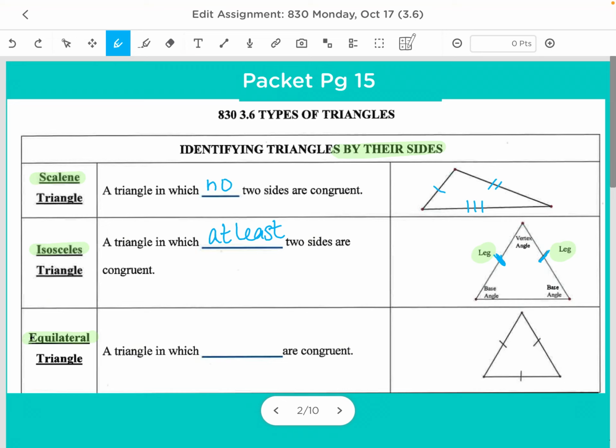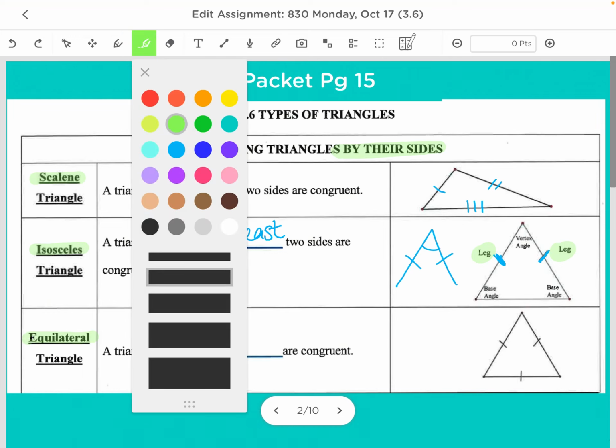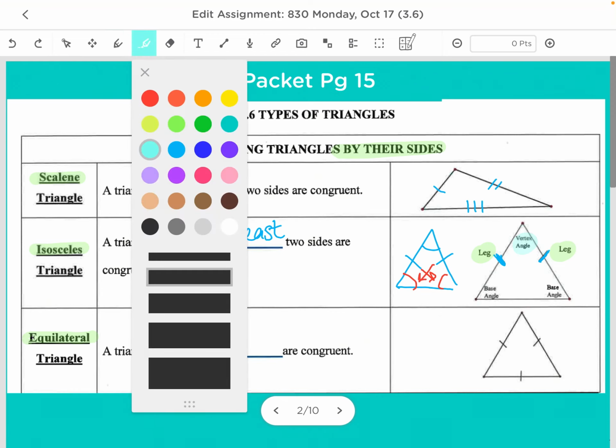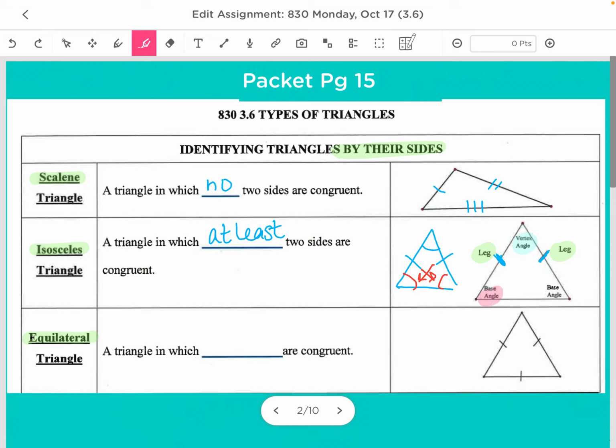The angle that makes up the two legs, so if I know these two legs are congruent, the angle that is between those two legs is called the vertex angle. So the vertex angle is right there. The angles that are directly across from the legs are called base angles. This is some pretty important vocabulary to know because we're going to be talking about it very regularly throughout the rest of the time we're talking about triangles.